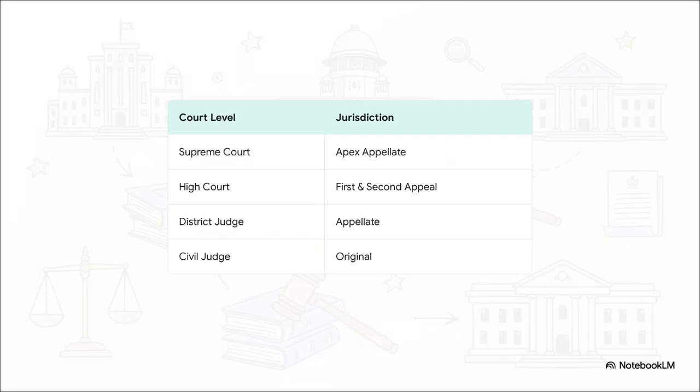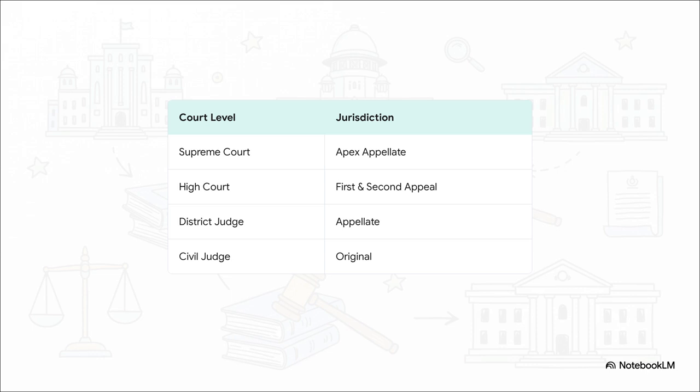Let's map out the actual playing field here. The golden rule of litigation? You must file your suit in the court of the lowest grade competent to try it. So starting at the bottom of the hierarchy, cases typically kick off at the civil judge level, ranging from Class 3 all the way up to senior civil judge. And where you land there depends entirely on the pecuniary or monetary limits set by provincial notifications.